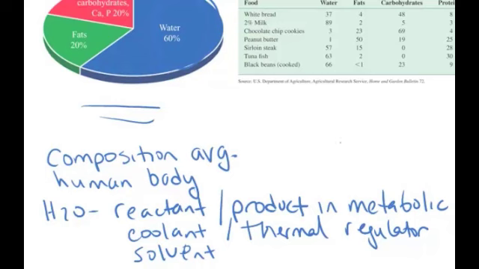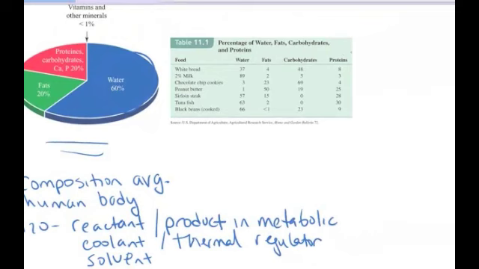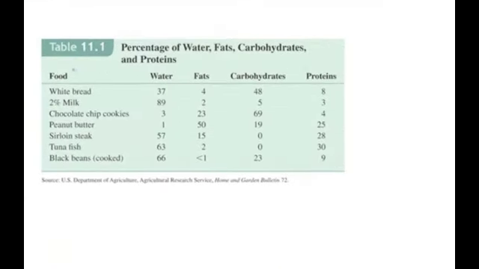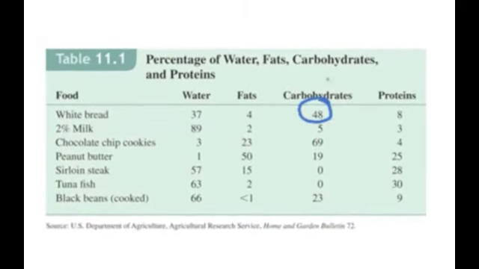All right, so let's compare this composition of the body to the percent composition of water, fats, carbs, and proteins in different foods. First of all, if you just look at the first food, white bread, the major component there is carbohydrates. Milk, mostly water. Let's see, chocolate chip cookies, mostly carbs. And peanut butter, a lot of people think peanut butter is a good source of protein. It does have protein, but it's the best source for fat. It's mostly fat. Whereas steak is mostly water, and then protein next, fats third. And tuna fish, again, mostly water and protein.